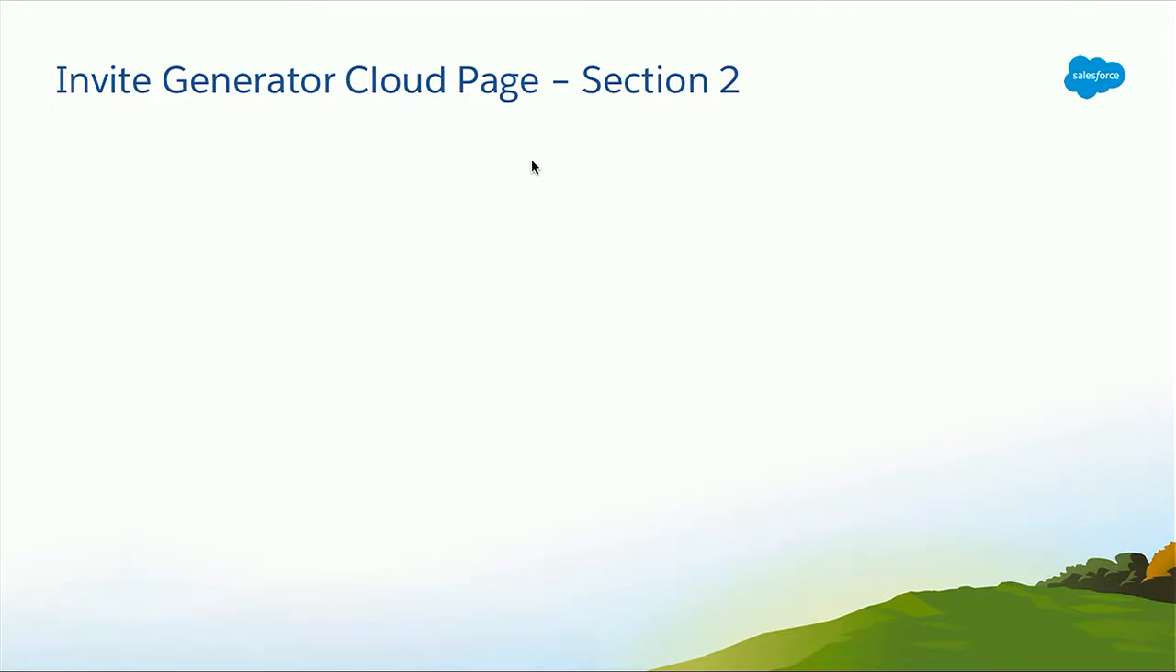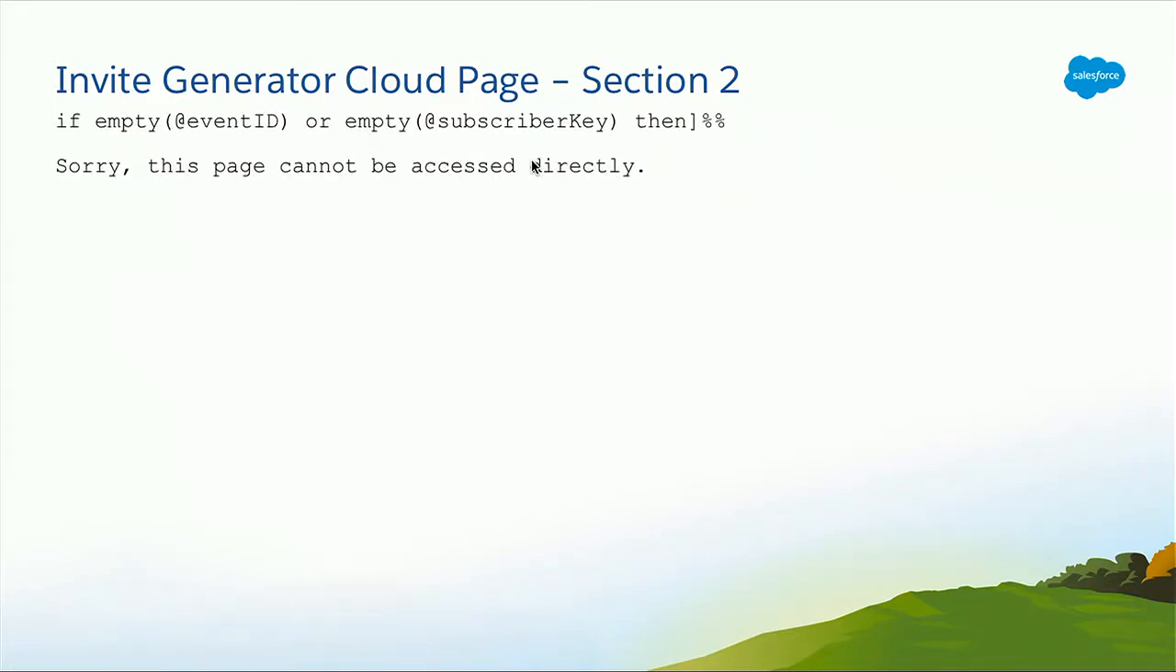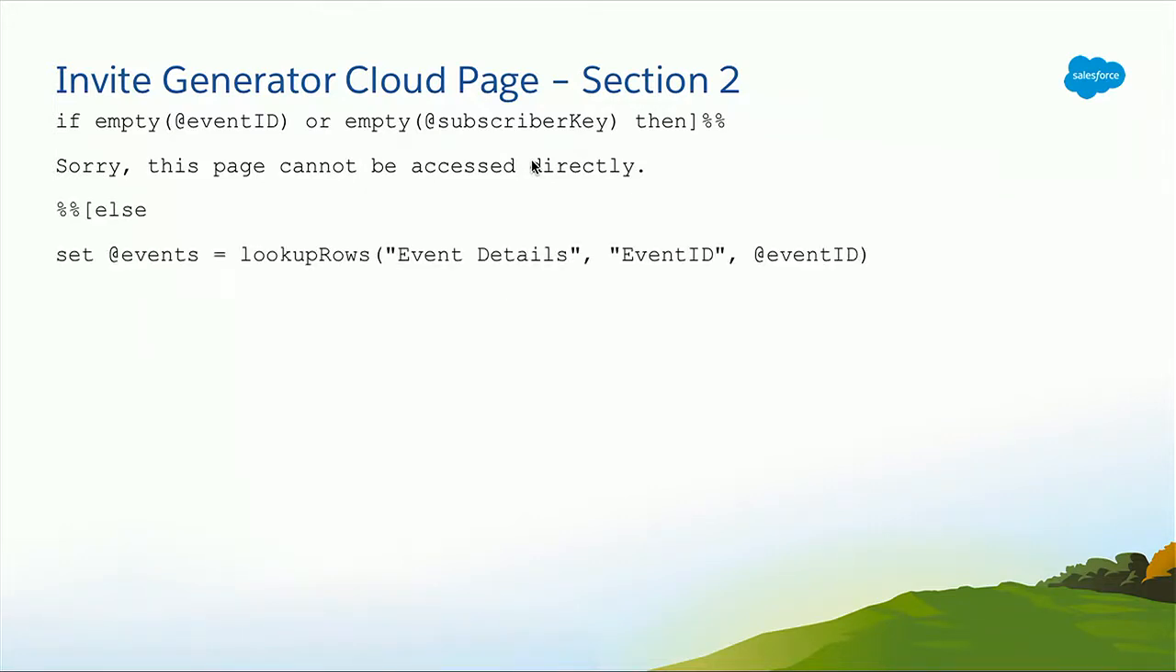So next in section 2, we're just going to do a little bit of error handling. So we're going to say if somebody tries to access the cloud page without the event ID or the subscriber key, then we're just going to show an error message. And if you have the HTML and the design available, you could absolutely brand this. And so then if this hurdle is passed, we're going to say, well, I need to now look up in the event details data extension. I want you to return any rows that have this event ID.